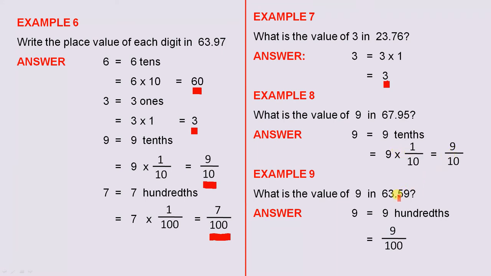And what's the value of the 9 in this number, 63.59? Well, that's in the second column, so it's not in the first, but in the second column. So that's hundredths. So the value of the 9 is 9 over 100.